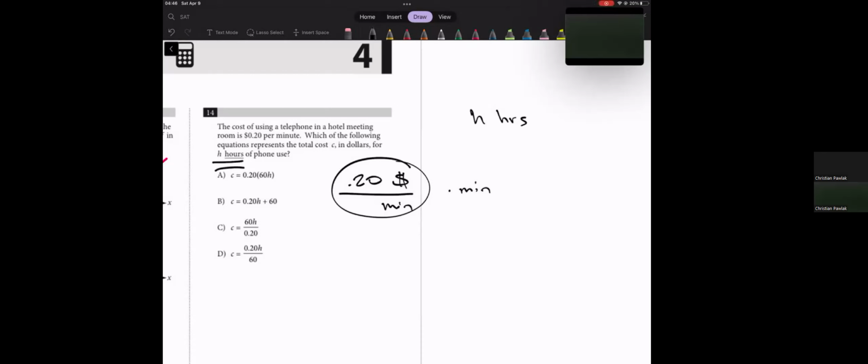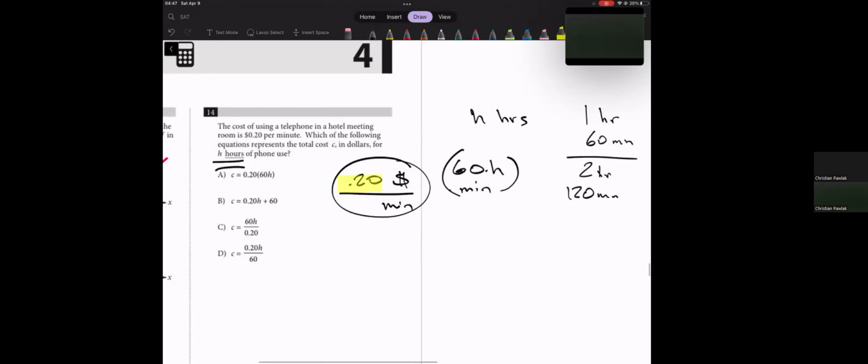So if I have h hours, how do I convert hours to minutes? Well, if you get stuck, just come up with numbers that make sense to you. How much is 1 hour? That's 60 minutes. How much is 2 hours? Well, that would be double that, so 120 minutes. So if I have hours, I need to multiply 60 times the number of hours to get minutes. And then I'm looking for 0.20 times 60 times h. 0.20 times 60 times h is the answer to A.